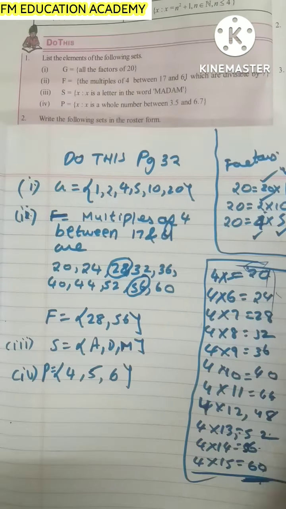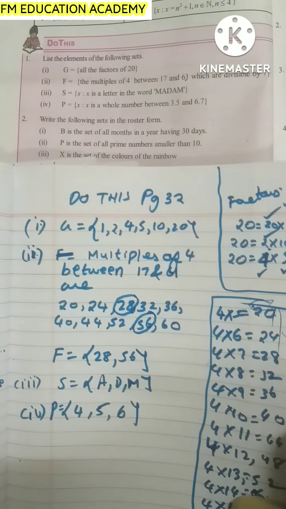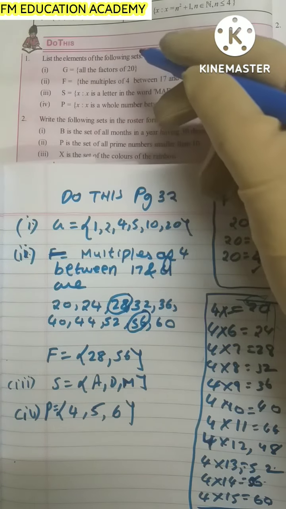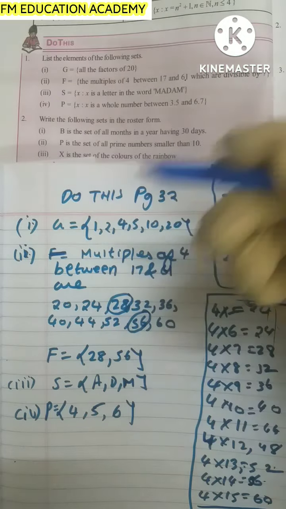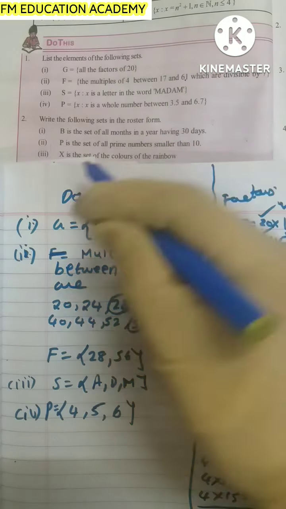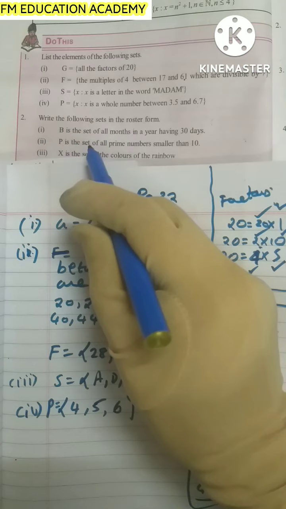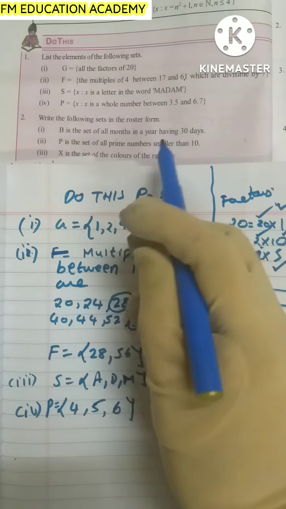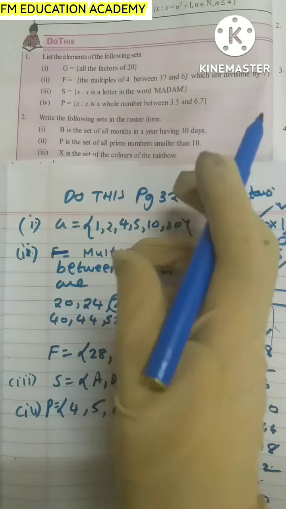Now the next question is the second question. Write the following sets in the roster form. Here it just told to write the sets, and I wrote them in the roster form. Okay, now it's telling you have to write in roster form. What is the first bit? B is the set of all months in a year having 30 days.